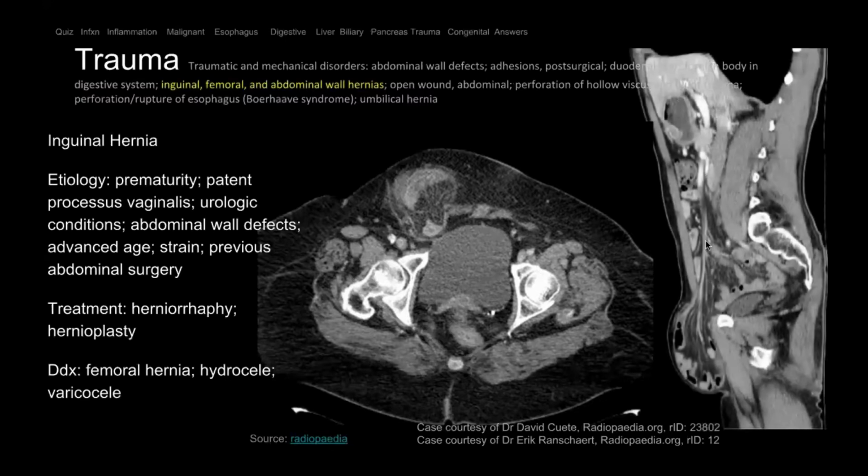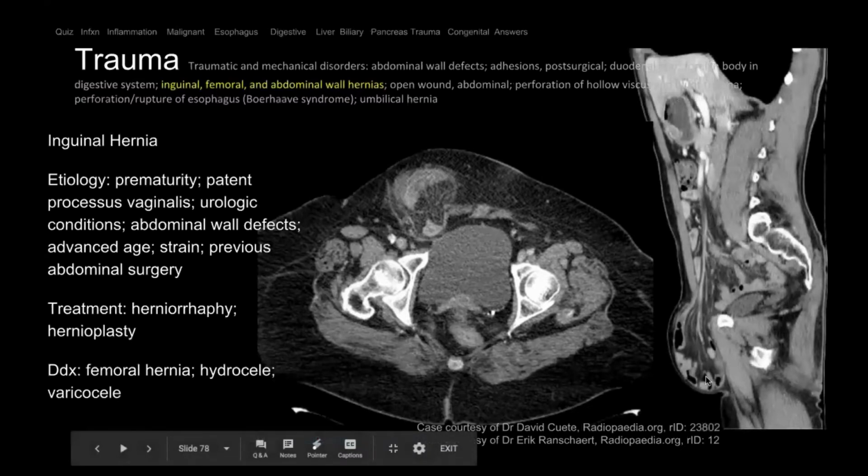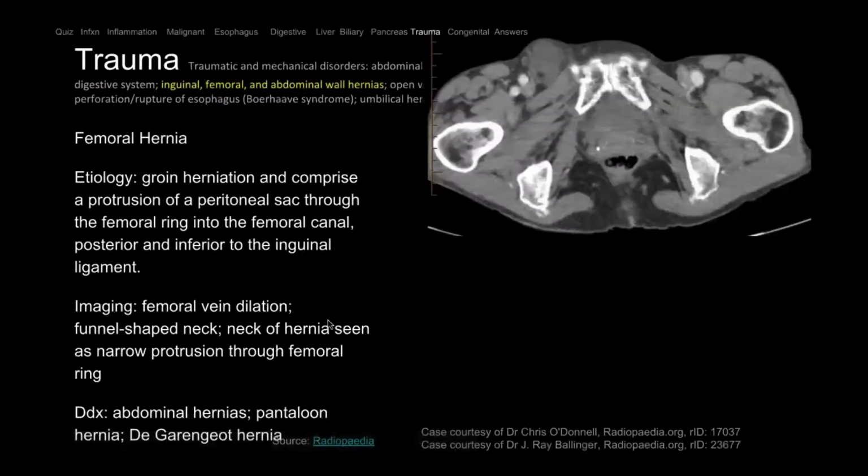Here is the sagittal. This is a big hernia through the inguinal canal. This one has small bowel and mesentery. Sometimes they have colon, they have bladder. A lot of things can herniate.